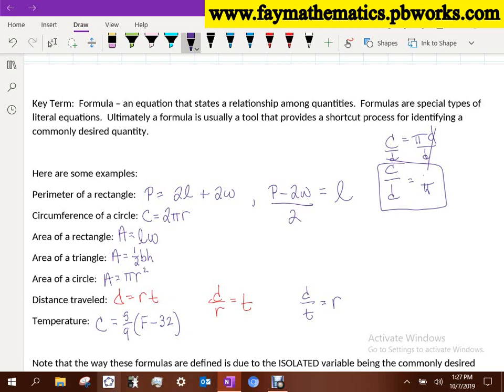Now, why is it written that way? Because most scientific applications, most other countries use Celsius in favor of Fahrenheit. Does that make sense? Much like they use the metric system in favor of the English system that we use. All right. But all those formulas, guys, they're all written in terms of the thing that is most commonly asked of us. The areas, the circumference, the perimeter, distance, the Celsius temperature.